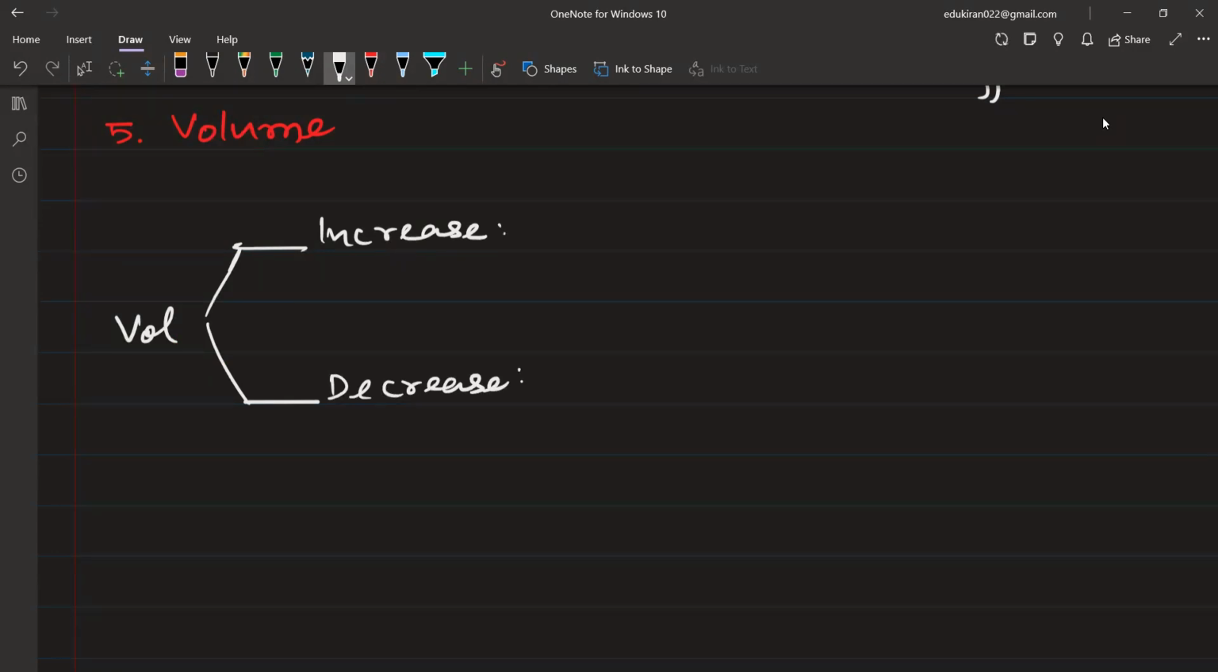Okay, when the volume is going to increase, pressure is going to decrease, right? If the pressure is going to decrease towards more moles of gases, towards more moles of gas.